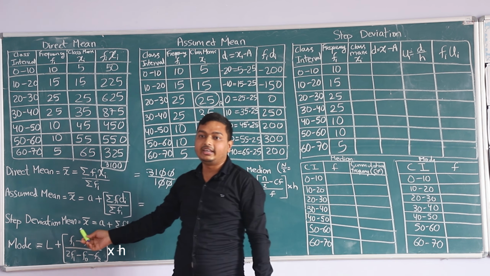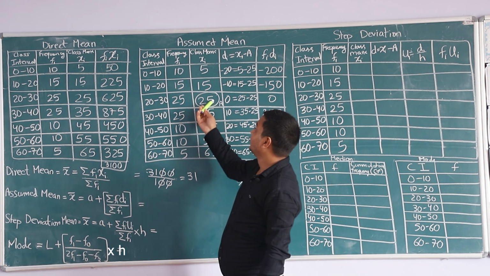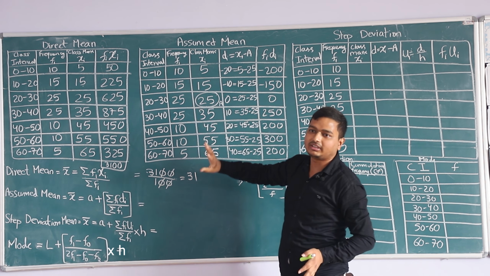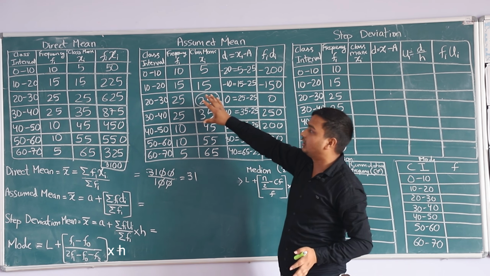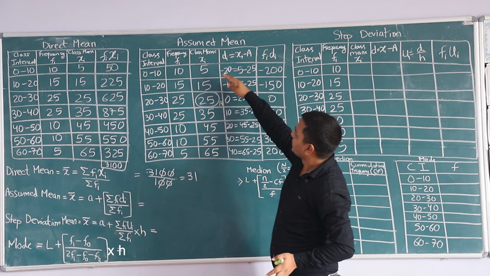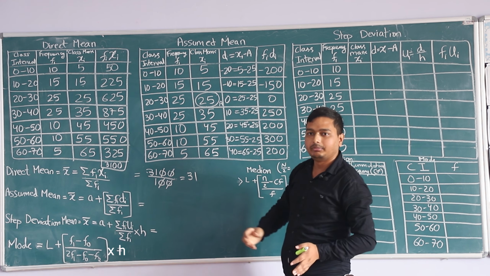Now A. What do you mean by A? What did I select as A in this? 25. How did I select the A? Any value that is in the middle of class 1 you can select. It is not necessary that we should select 25 only. In this number, how I selected the 20, it is as we are able to see here. Here it can be 35 also, anything in between you can select.